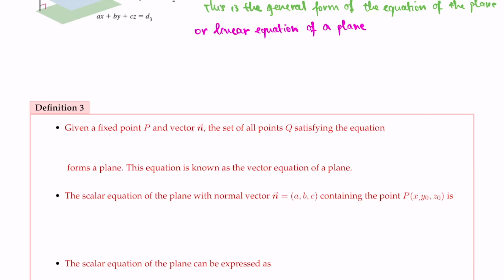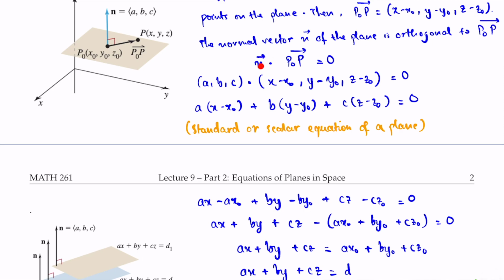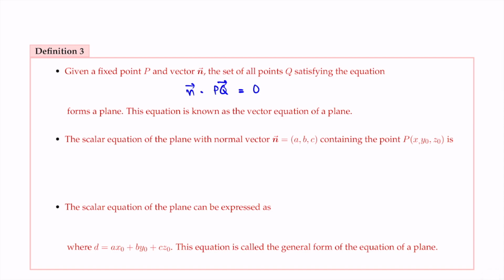Next, I'm going to give the different equations to form a plane. So given a fixed point P and a vector n, the normal vector, the set of all points Q satisfying the equation n dot PQ equal to 0 forms a plane, right? So that is what we did here in the derivation. Because the normal vector and the vector on the plane are perpendicular or orthogonal to one another, the dot product is equal to 0, and from there we can derive the equation of a plane. This equation is known as the vector equation of a plane.